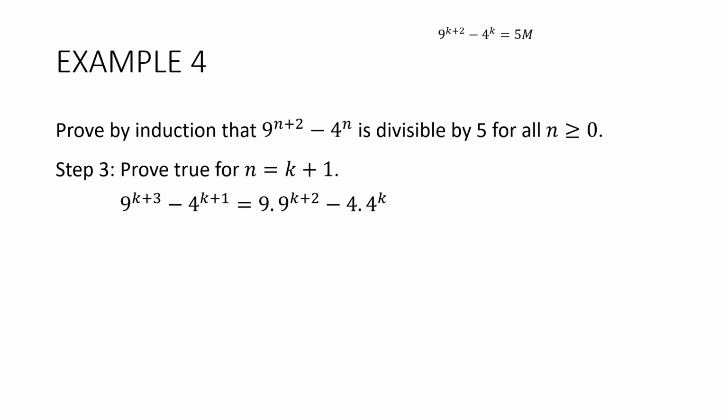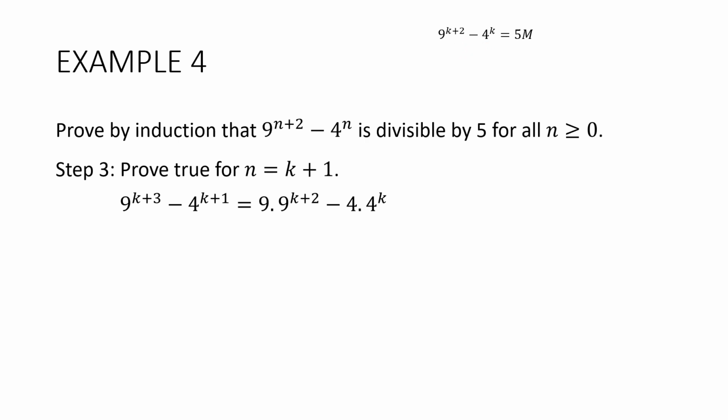Now just pause for a second, make sure that makes sense. 9 to the power of 1 times 9 to the power of k plus 2 is 9 to the power of k plus 3. And 4 to the power of 1 times 4 to the power of k is 4 to the k plus 1. Now, I've seen many tutors try and match this exactly. I don't think that's the best way to do it.